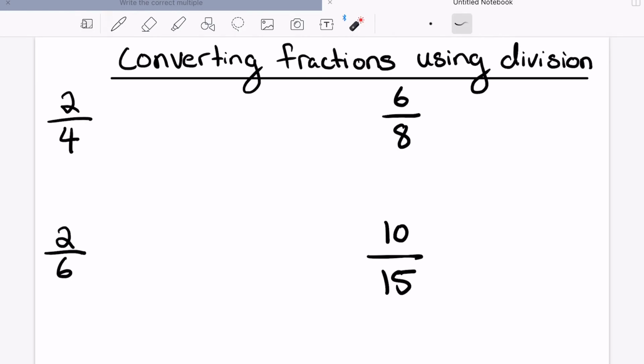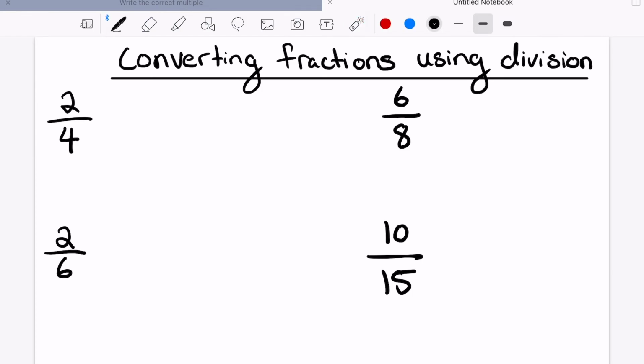So we just practiced converting fractions using multiplication. Let's convert fractions using division. We can multiply to make the same fraction, but now we can divide to find an equivalent fraction. So let's divide, right?